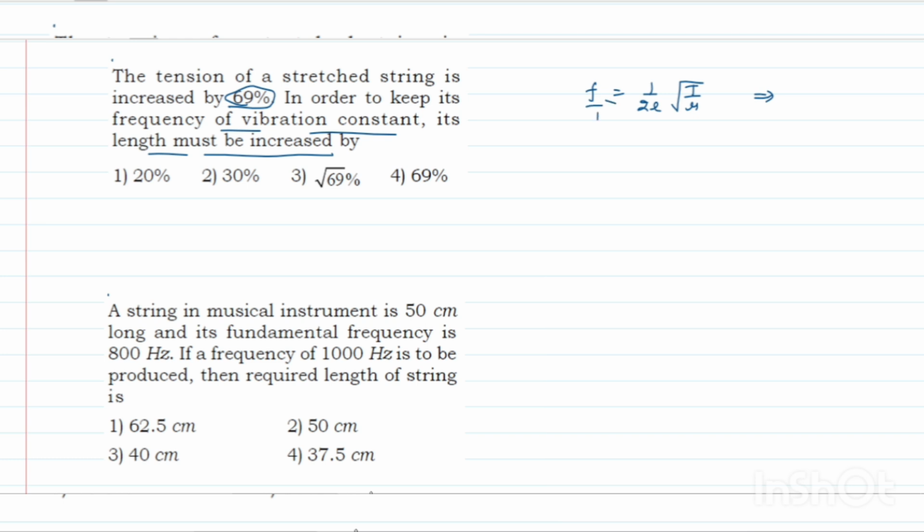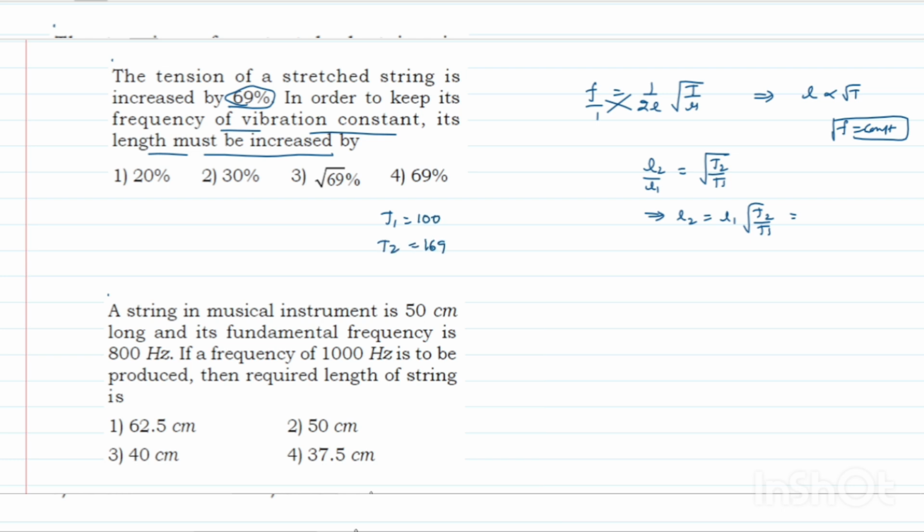Just cross multiply this one. Here L is directly proportional to root T. Other factors, so frequency here is given as constant. F is given as constant. Then you can take L2 by L1, which is nothing but root T2 by T1. So L2 equals L1 into root T2 by T1. T2 you are increasing by 69%. T1 suppose you take as 100%, 100. T2 becomes 169, students.